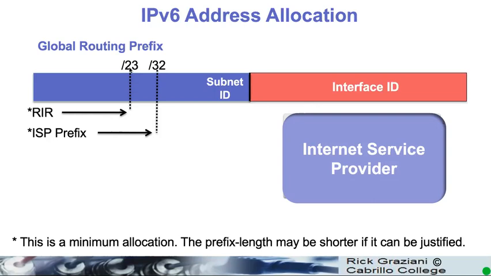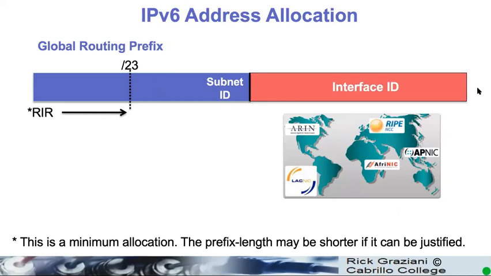So a regional internet registry will get at least a /23. What I mean by minimum is they could actually get something less. They could get a /22 or /21 or /20. What I mean by less is a prefix length that is a lower number, which actually gives them more addresses. So that's what that means. So a regional internet registry will get at least a /23, ARIN, RIPE, any of them.